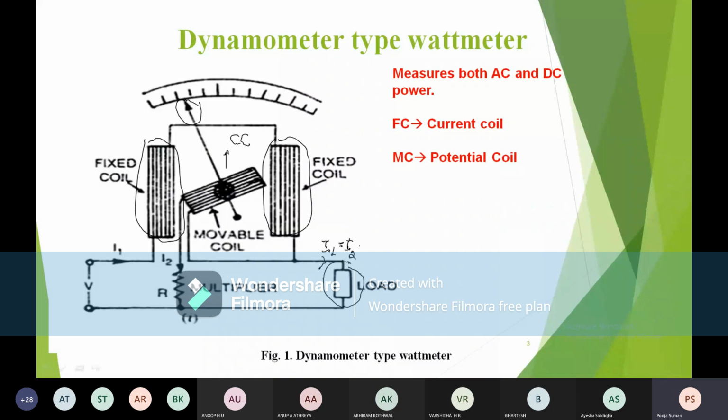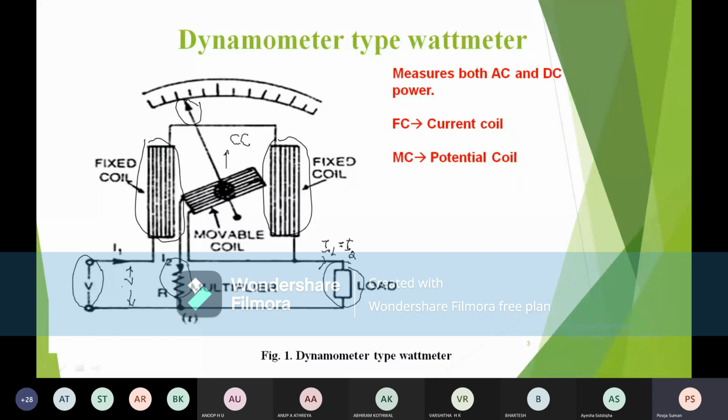Next you can see the current coil. The current coil is connected across what? By observing the figure, you can say the current coil is connected across what? The current coil is nothing but the movable coil. The movable coil is connected across the supply voltage. The fixed coil is connected in series with the load. The movable coil is connected across the supply voltage.